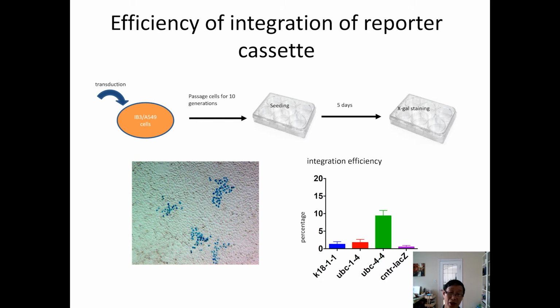Here is the first approach. We transduce the cells, then we pass the cells for many generations to dilute the unintegrated vector genome. Then we stain the cells with X-gal, and we count the ratios of blue and white cells. And here is the efficiency. Depending on what type of vector you use, you get different efficiency. Roughly, we can achieve around 10%.